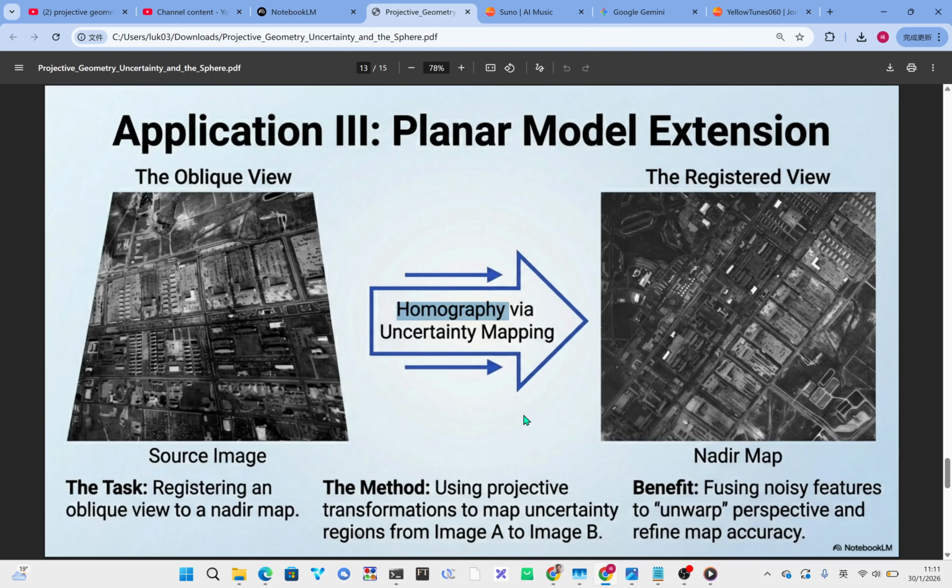And Collins had a top-down view and a side view of the base. Yes. A nadir view, which is top-down, and an oblique view from the side. Usually, fusing these is a nightmare because the perspectives are so different. The pixels don't line up at all.